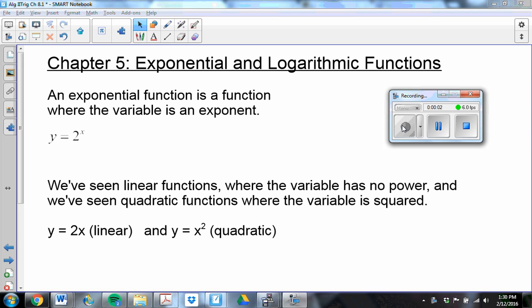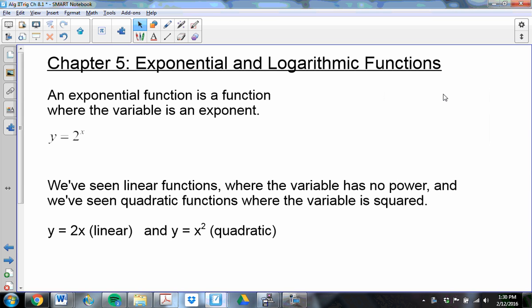Starting a new topic on exponential and logarithmic functions. An exponential function is a function where the variable is an exponent. So whenever the variable is a power, or I could say the power is a variable, something that can change, you have an exponential function.